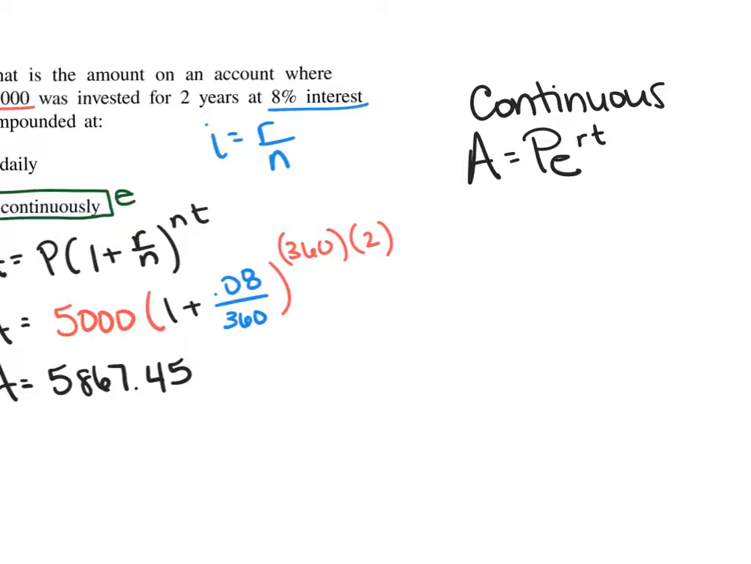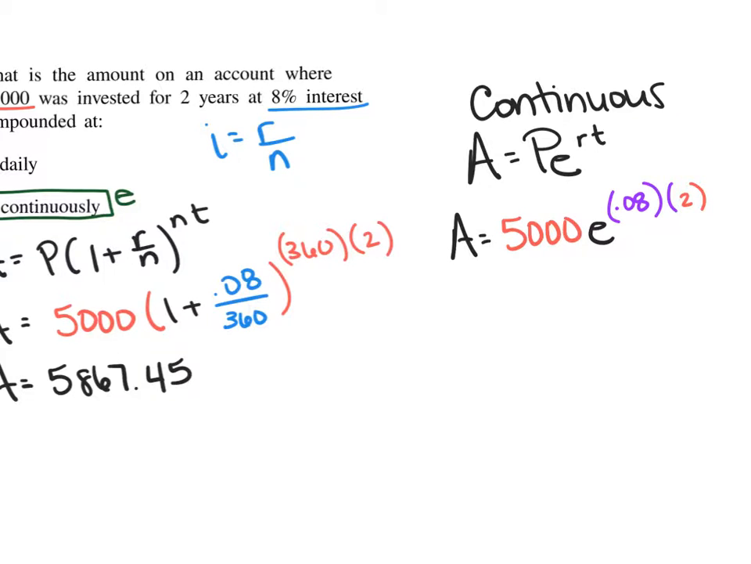So, for our problem, we know that we're looking for A again. So A is equal to P, and P is 5,000 still. This time we're going to use the exponential E. And E is a constant. It's on your calculator. E is always raised to a power. We're going to raise it to the RT. Well, our R is 0.08, and our T is just 2. So instead of doing it daily, we're doing it instantly now. And if we do it instantly, we'd expect it to be a lot more money than what we have here. But let's see how much more it is.